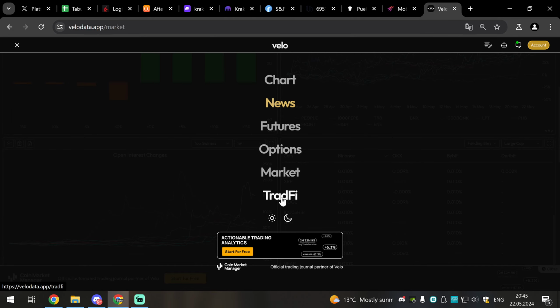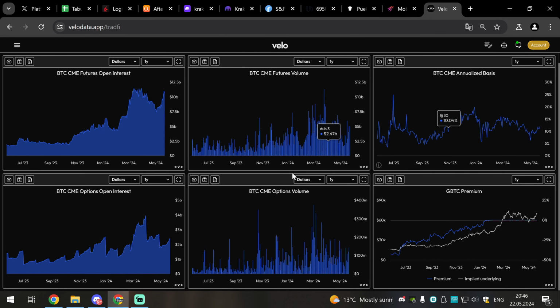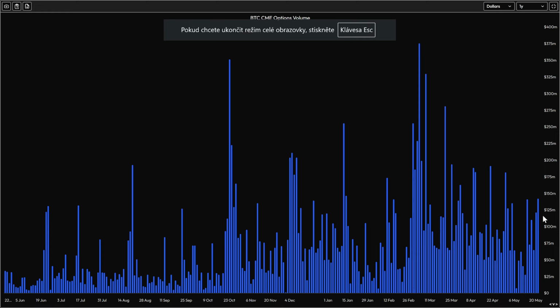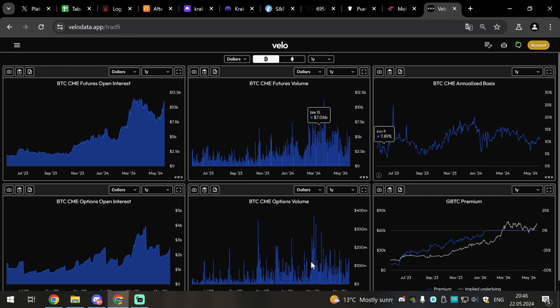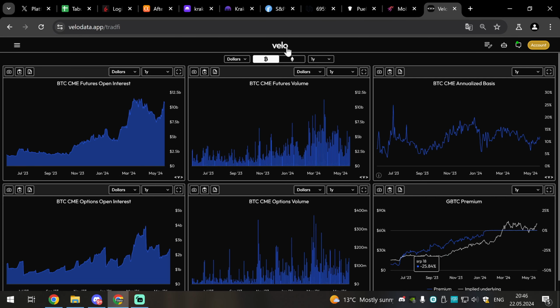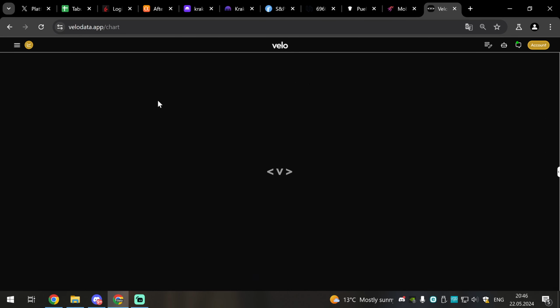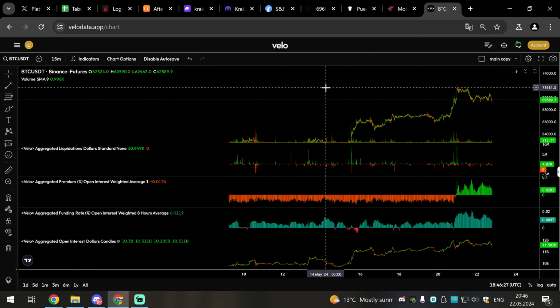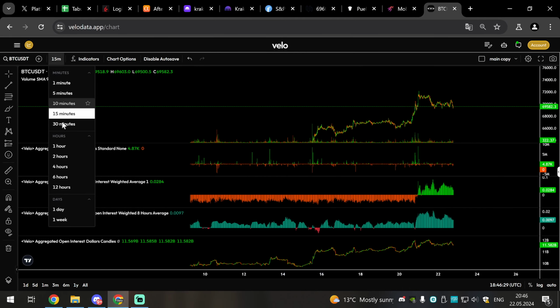By the way, I like the black mode here. CME, a lot of CME info. Yeah, options. A lot of options activity on the Bitcoin market. So that's about it. I mostly use this Velo for charts, for this chart.